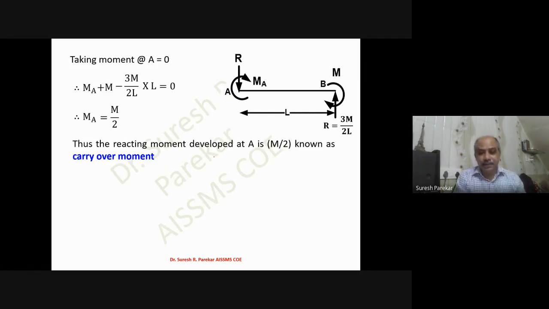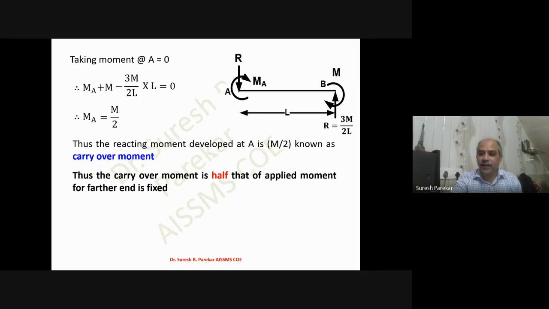So if you remember the slope deflection method, when we apply 4 EI upon L theta A at A, we consider 2 EI upon L theta A at B. Why are we considering that? The answer is here in moment distribution: the moment developed at the farther end, if it is fixed or continuous, will be half of the moment you have applied at the other end. This is known as the carryover moment. Thus, the carryover moment is half that of the applied moment if the farther end is fixed.